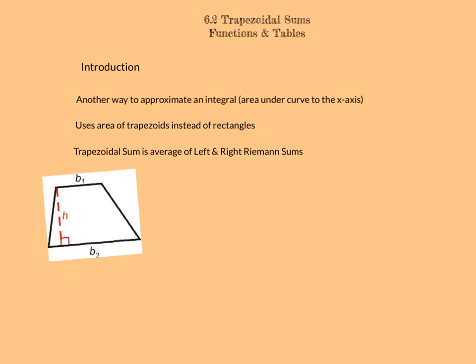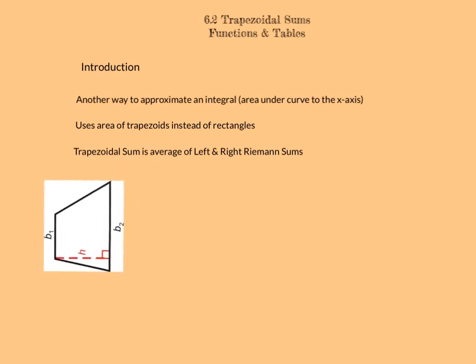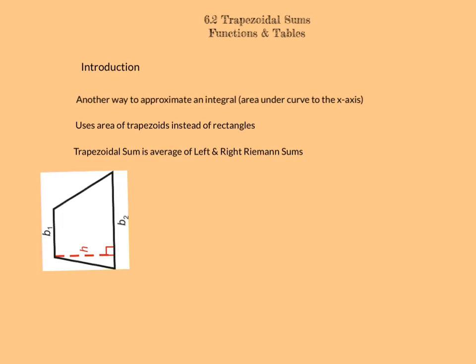Now, this trapezoid could look like this, too. It doesn't really matter how it's positioned. We still have a set of parallel sides and a height. But this height is now not vertical like we think of height being. The height is just the distance between the 2 sides that are parallel, basically.